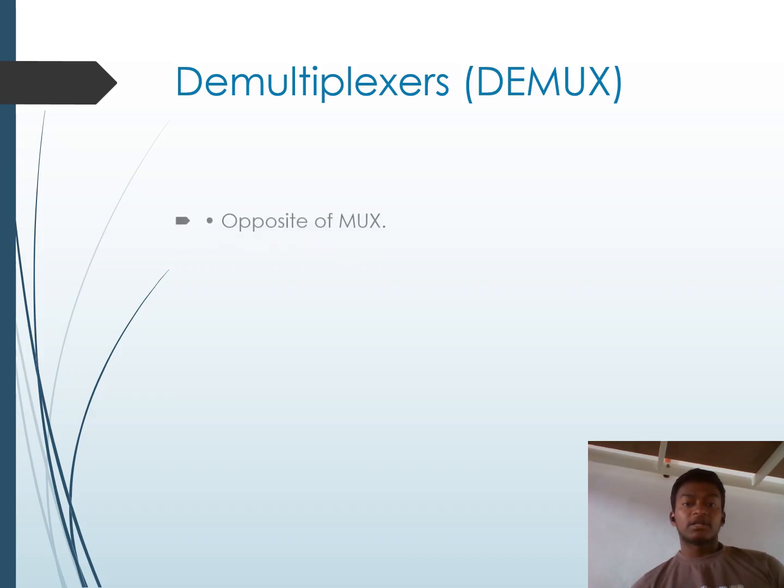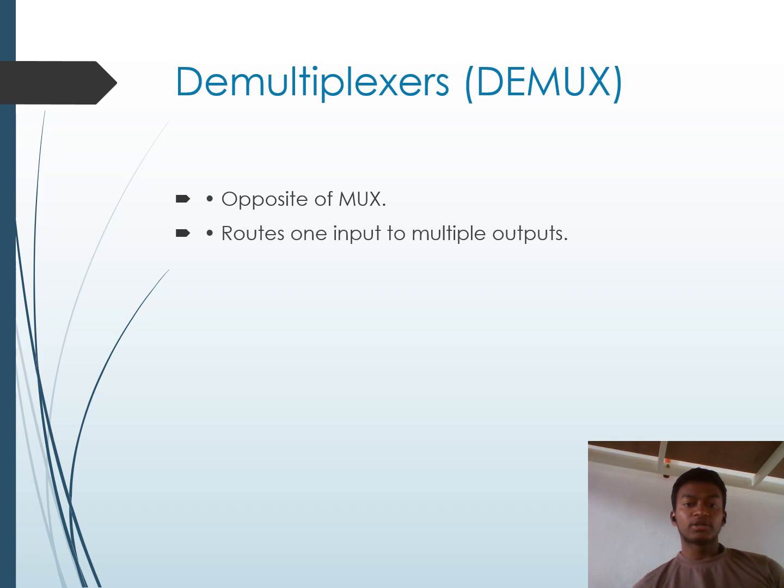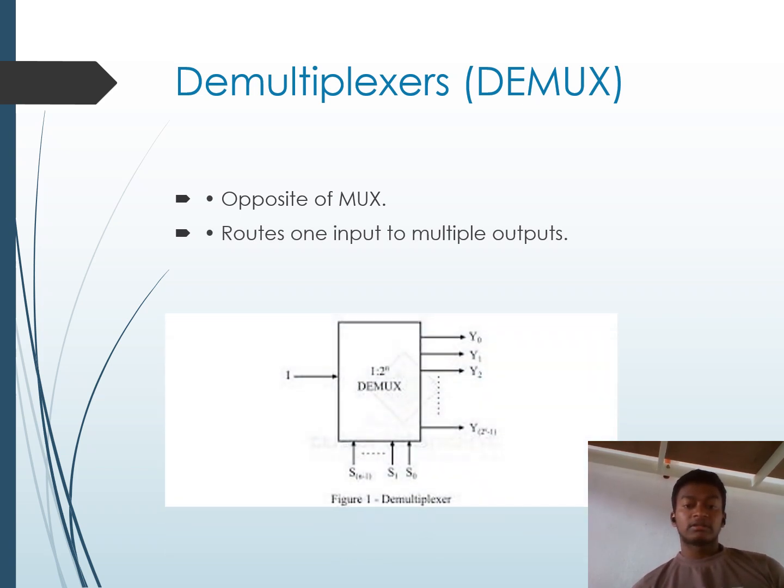Demultiplexer. A demultiplexer is opposite to a multiplexer, and it routes one input to multiple outputs. It takes a single input and routes it to one of many outputs based on the selection lines. For example, in a communication system, a demux can distribute a data signal to multiple receivers. Together, multiplexer and demultiplexer circuits form the basis of many data transfers.